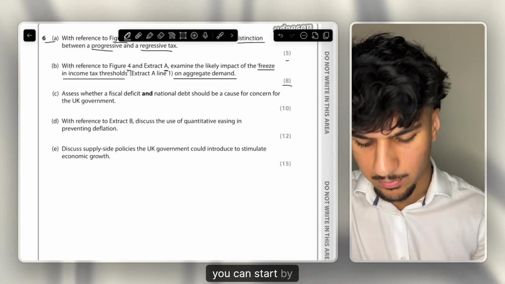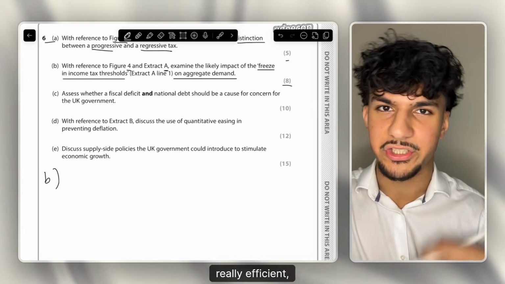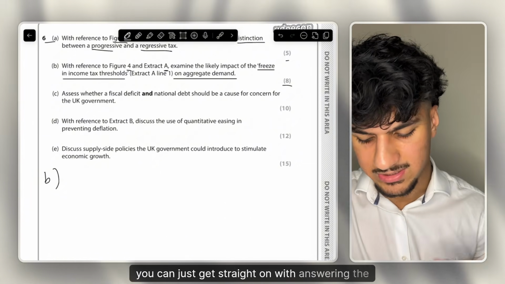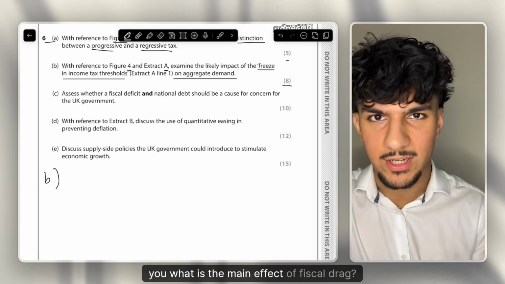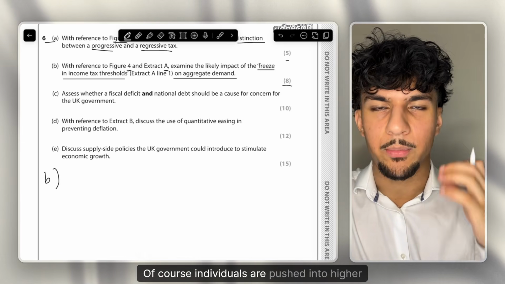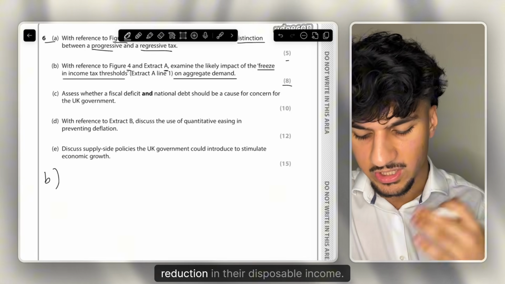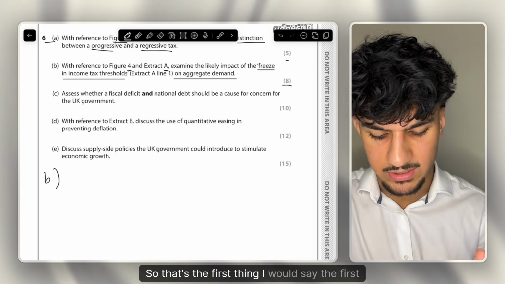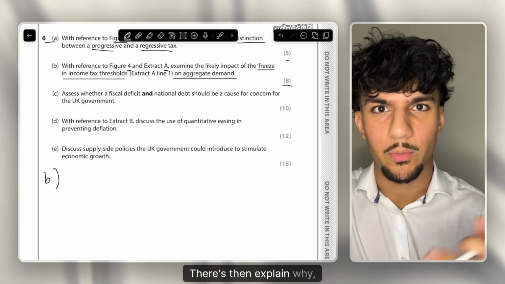If you want to, you can start by defining fiscal drag, but if you want to be really transactional, really efficient, really quick, you can just get straight on with answering the question. So what is the main effect of fiscal drag? Of course, individuals are pushed into higher income tax bands. Therefore, the main thing is that they have a reduction in their disposable income. So that's the first thing I would say: the first impact is a reduction in disposable income, then explain why, like I've just said.